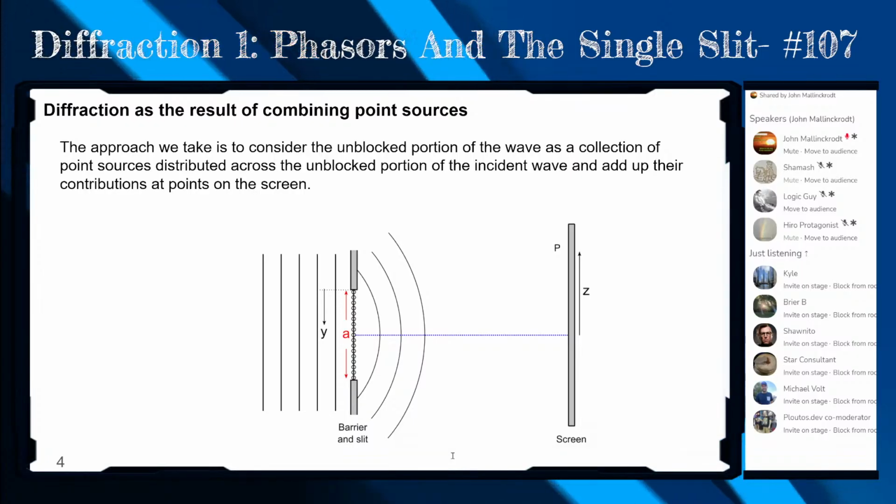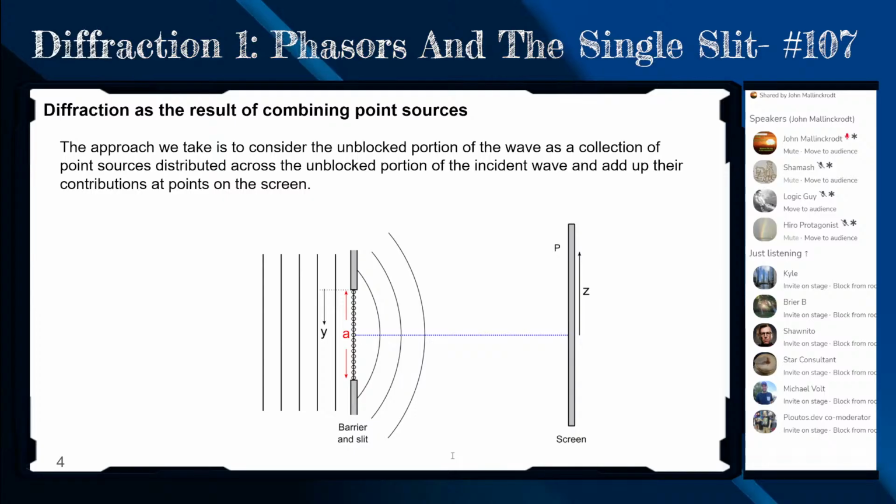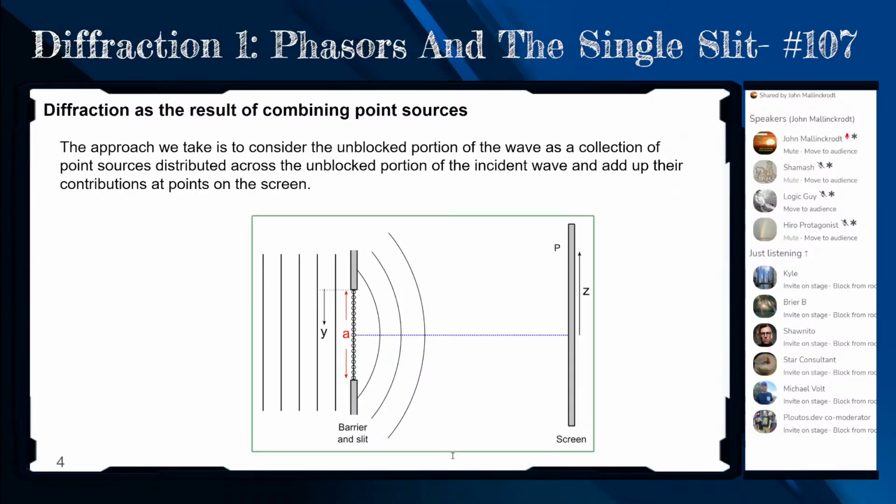And I've shown the slit width there, a. I've shown two coordinates, one coordinate y, which I've just arbitrarily started from the top. So at the top of the slit, y is 0. In the middle of the slit, y is a over 2.